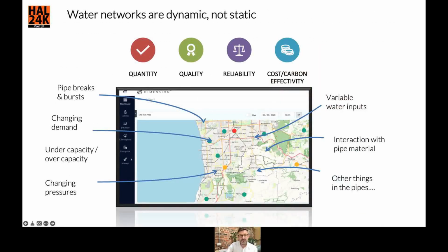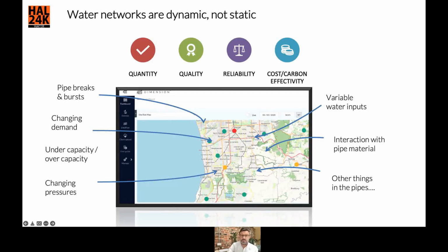So if the water network was a static thing, then life would be a lot simpler, wouldn't it? We would design the pipes, we would pour the water in at one end, the pumps would run, and out it would come at the other end. The problem is it's not static, and things are always changing. And this is part of the reason why a data science approach has real potential value to help solve some of the problems that come from the water network being dynamic.